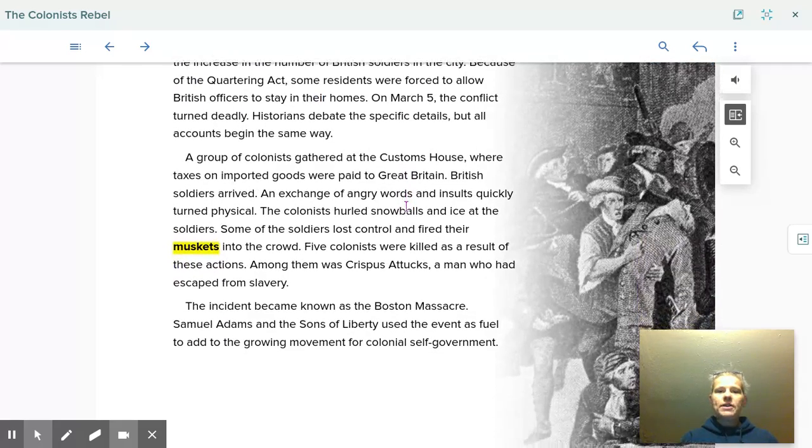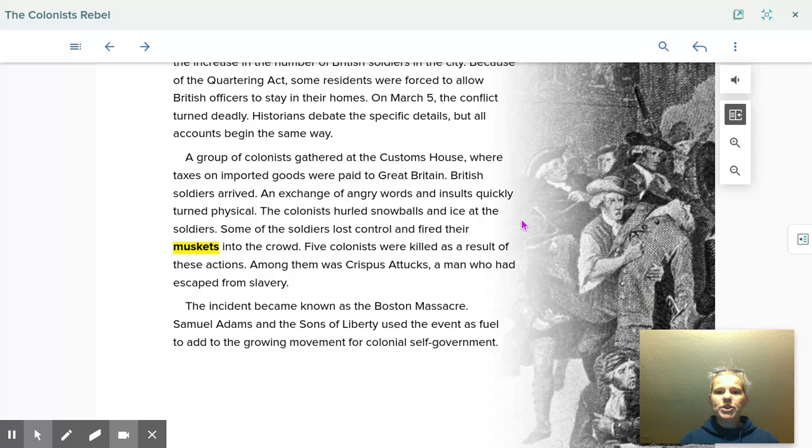A group of colonists gathered at the customs house where taxes on imported goods were paid to Great Britain. British soldiers arrived. An exchange of angry words and insults quickly turned physical. The colonists hurled snowballs and ice at the soldiers. Some of the soldiers lost control and fired their muskets into the crowd. 5 colonists were killed as a result of these actions.